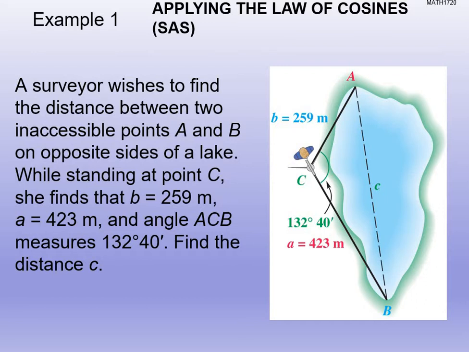It really makes sense. And this is important because we're going to get into vectors soon and we're going to need to be able to apply the law of sines and the law of cosines, solving vectors and those sorts of things. So we have a surveyor who wishes to find the distance between two inaccessible points A and B on opposite sides of a lake while standing at point C. She finds that B is 259 meters, A is 423 meters, and angle ACB, remember the letter in the middle is where the angle is, is 132 degrees 40 minutes.